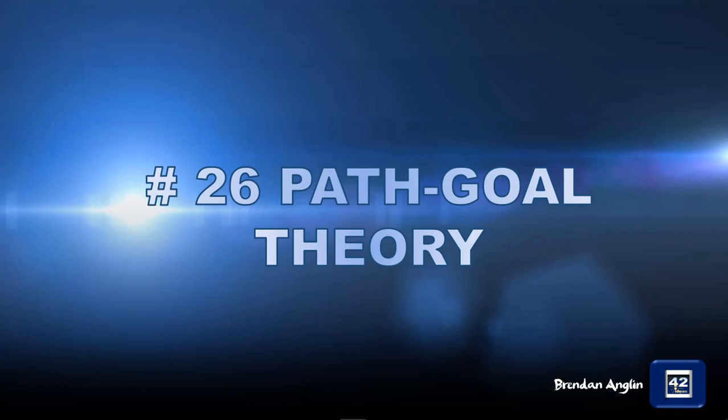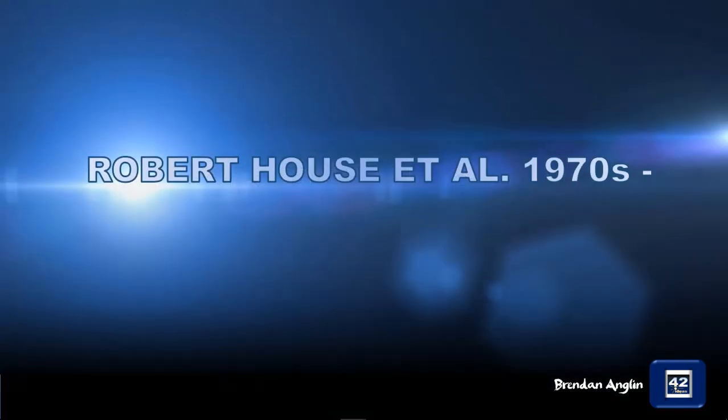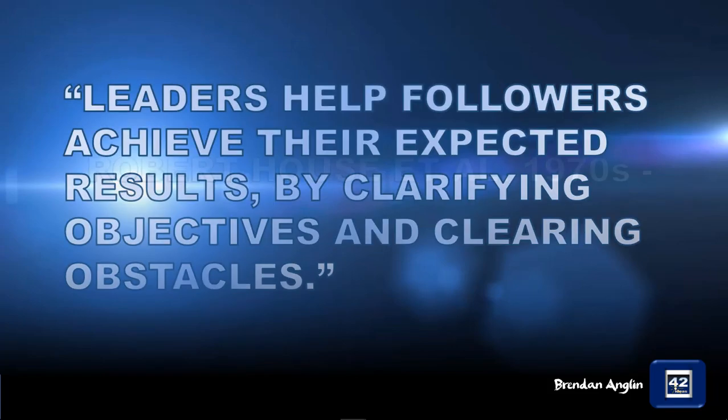Number 26 in the 42 ideas in leadership is the path-goal theory, or the path-goal model. This comes to us from Robert House and others. It was originally developed in the mid-1970s and then updated again in the 1990s. We're going to be looking at the original model from the 1970s here.